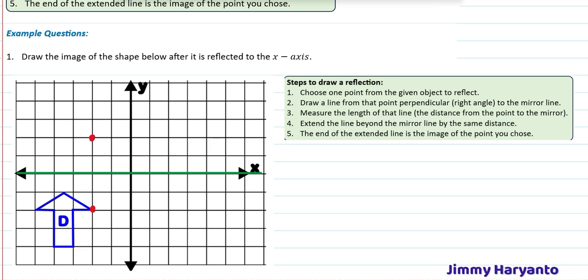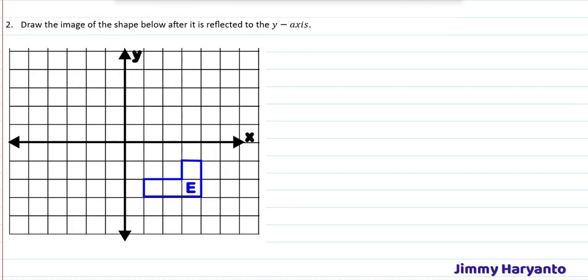And then because it is reflected in the x-axis, we don't have to do all of the points. Just imagine the reflection, and then you can draw the shapes directly. Let's say this point will become here, and then this point will be this one, and then this point will be that one, and there you go. This is how you do a reflection, and then the image will be called D prime. Pretty easy.